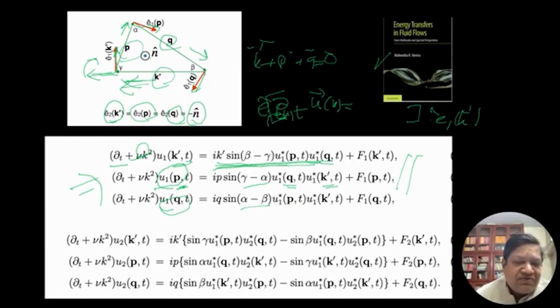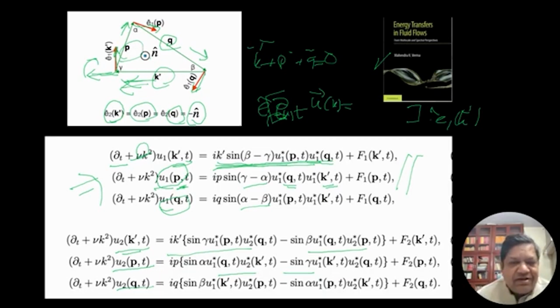Similarly, we can write down equations for U2, which is into the board: d by dt of U2 k prime, U2p and U2q, and this is slightly more complex. So these are the expressions. It's a bit of algebra, but nothing very complicated.